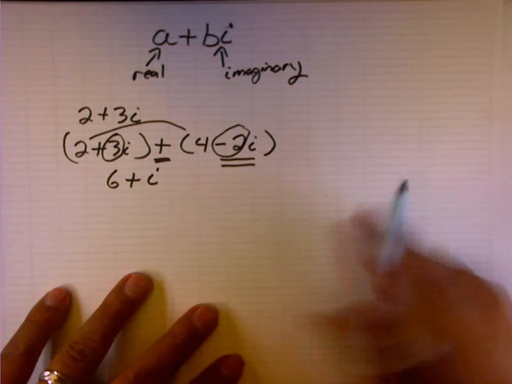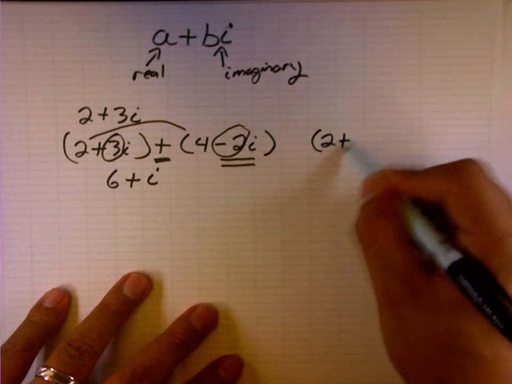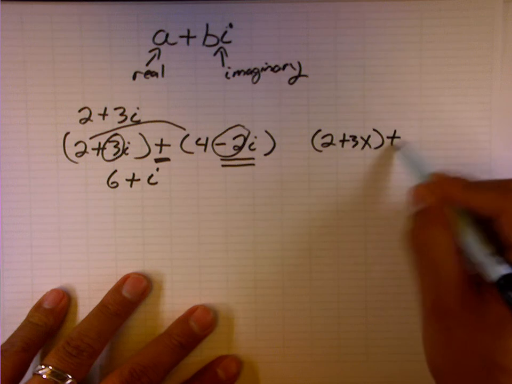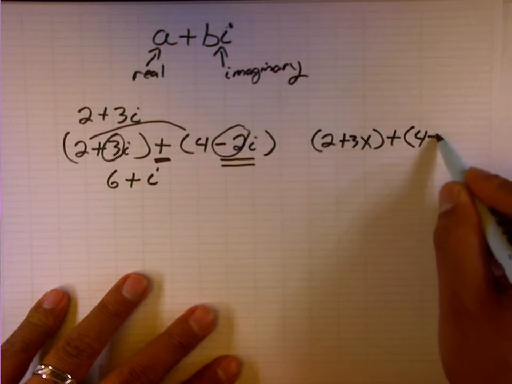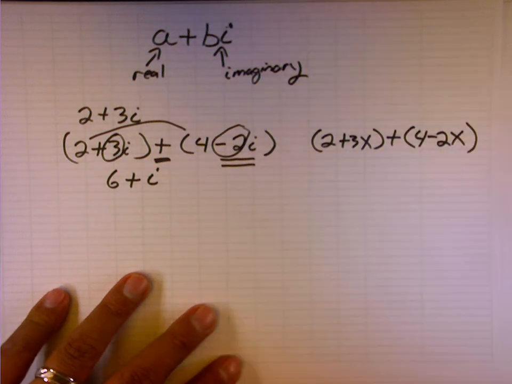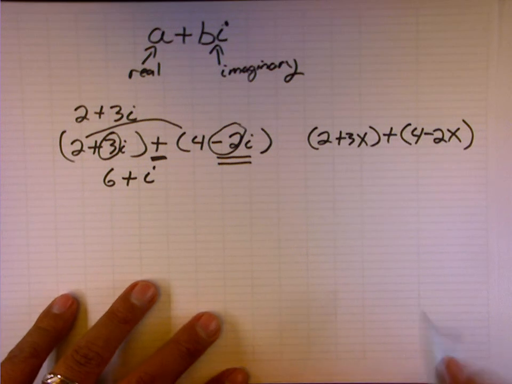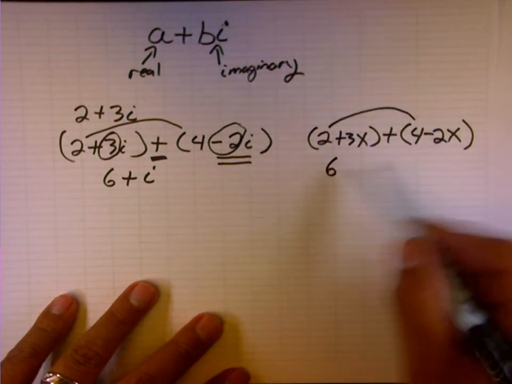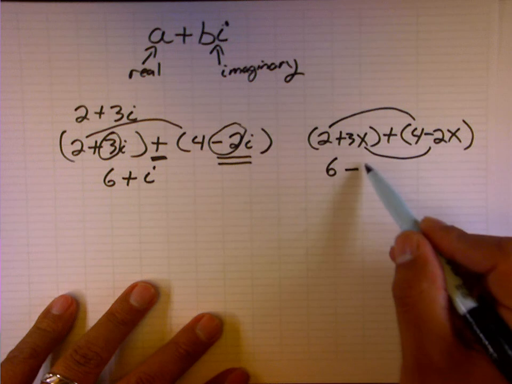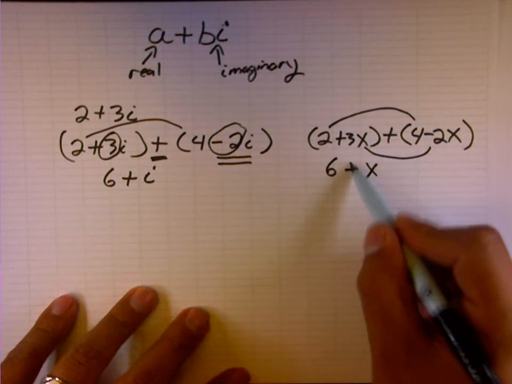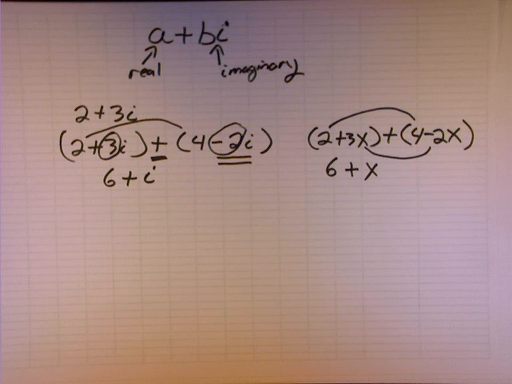This is pretty much the same technique if I took 2 plus 3x plus 4 minus 2x. I'm just combining like terms with addition. Combine that. Combine that. So same technique as if it was an x or a y or any other variable. However, i is not a variable. i is the square root of negative 1. But the mechanics are held the same as if it was a variable.